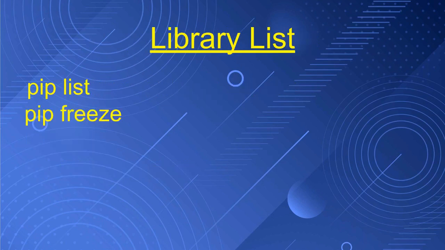Use these commands to check all installed packages. Pip list displays the package name and version. Pip freeze outputs the package name and version in a format suitable for creating a requirements file.